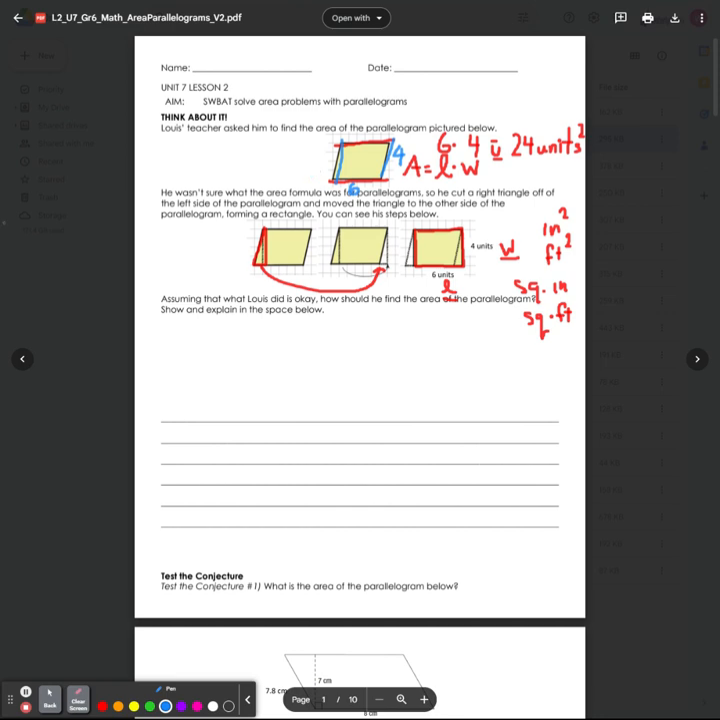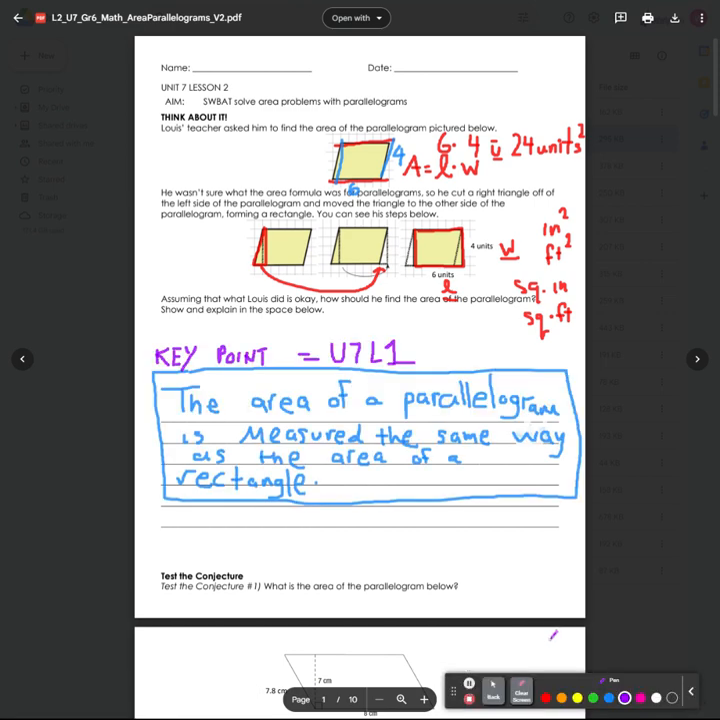So what we want to write in our notebook is our key point for today's lesson, something you want to make sure that you have in your notebook: the area of a parallelogram is measured the same way as the area of a rectangle. Meaning, if we know the length and the width of that parallelogram, then we multiply the length times the width.